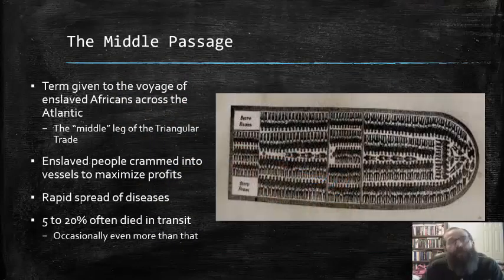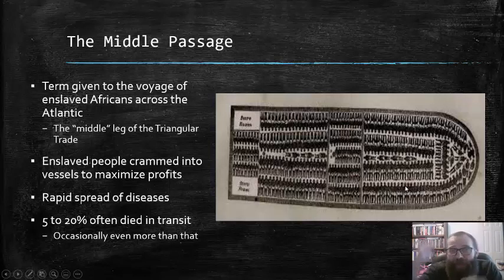The term given to the voyage of enslaved Africans across the Atlantic by historians is the Middle Passage, so called because it's that middle leg of those triangular trading patterns in the Atlantic that we've been discussing. As you can see from this diagram, which is actually from the early 19th century, enslaved peoples were crammed into very close quarters on very small decks in these ships in order to maximize the profit margins for merchants.